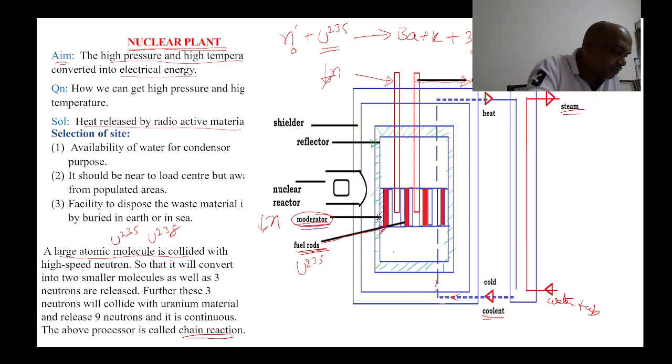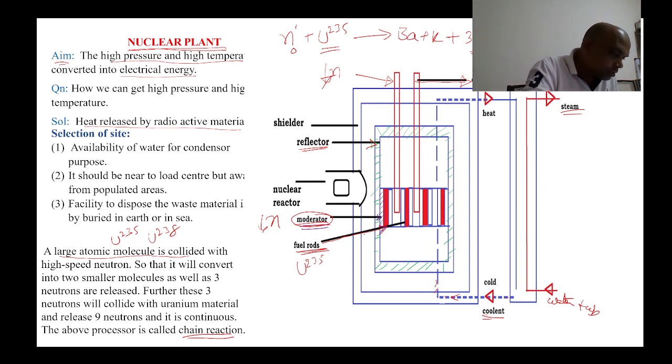Then why are you using a reflector? This is called the reflector. It is used to prevent neutrons from escaping from the reactor. Prevent escaping neutrons from the reactor. So for this purpose I will use a reflector.